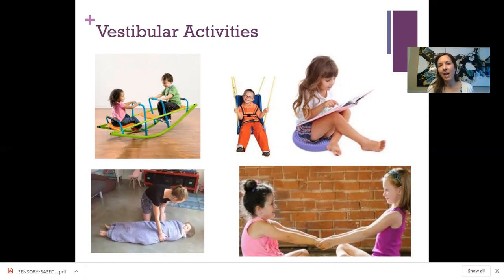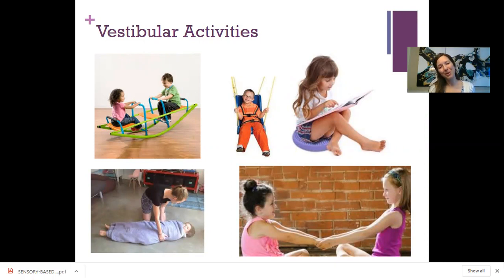The girl on the top right is sitting on a wiggle cushion, and so that is giving her some extra vestibular input. Basically, every time she moves, the vestibular system's getting activated, so that can help her stay alert. The kiddo on the bottom left corner is participating in the burrito activity, which is a vestibular activity.